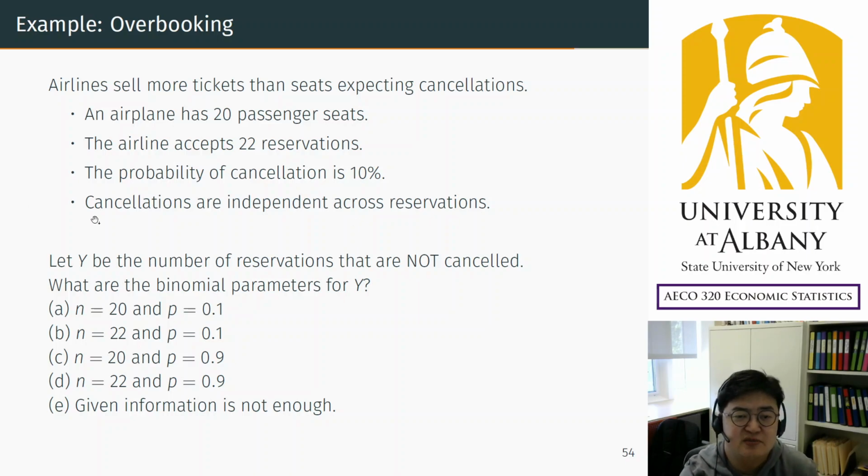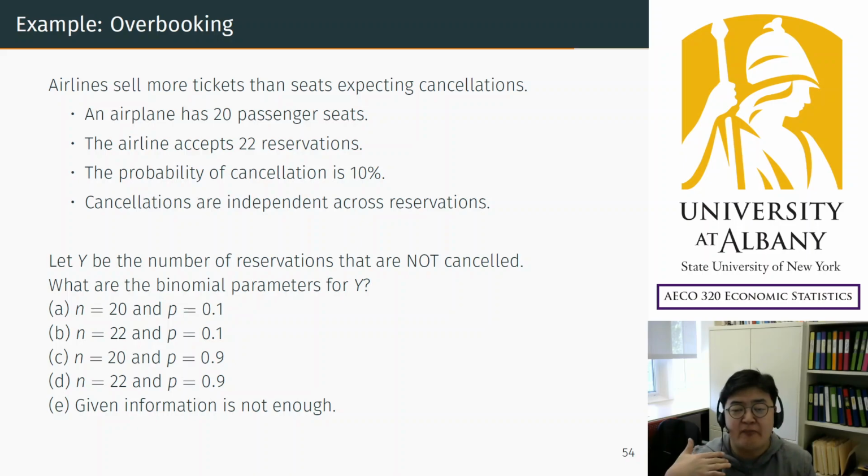Okay, suppose, to simplify, an airline has 20 passenger seats, and the airline accepts 22 reservations. So there are only 20 seats, but they sell more tickets than seats. They know the probability of cancellation is 10%, and cancellations are independent, as we assumed. You know it is a binomial distribution. I will define Y as the number of reservations that are not canceled. So this is what actually matters.